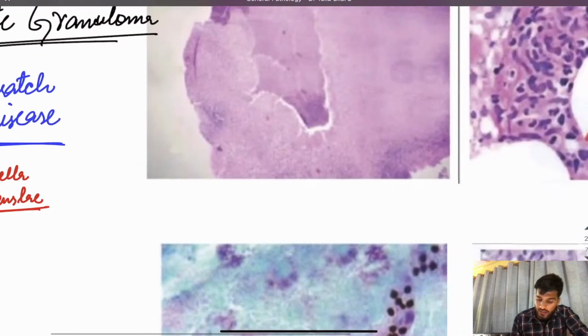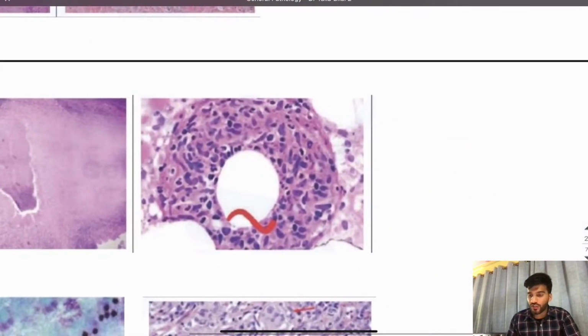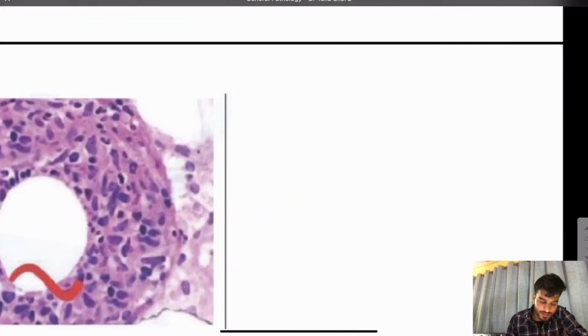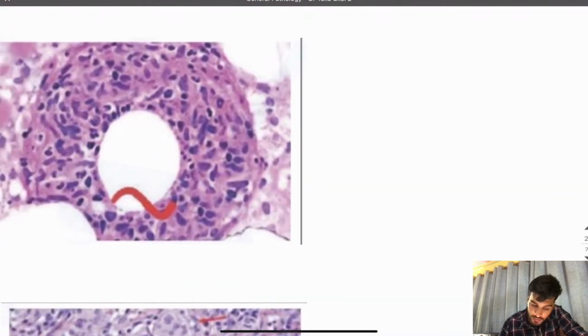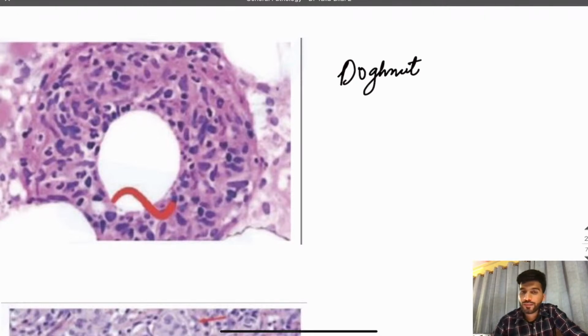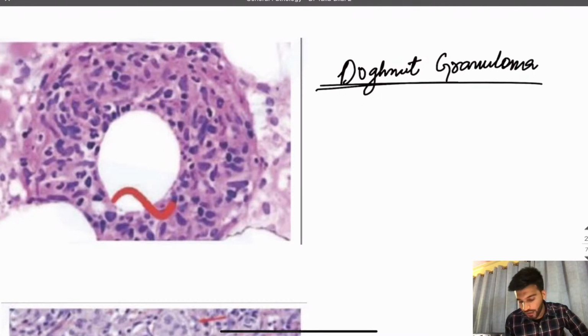Then this one, guys, donut-shaped granuloma, is seen in which fever? Q fever. Write it down, guys. Donut sign on radiology, in which disease is it seen? Anyone in the comment section, guys. So donut granuloma, where, guys? Q fever.